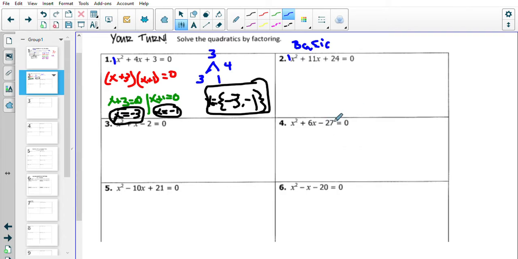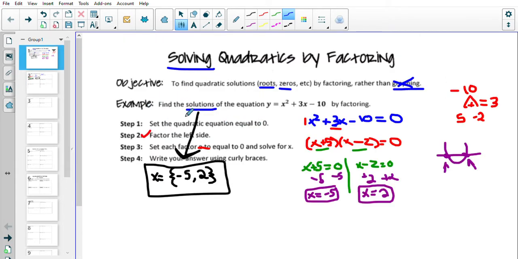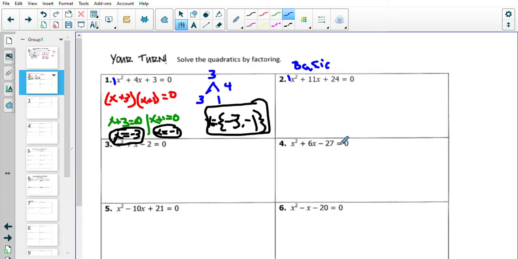Now number 4, this one's got a negative here, but it's set up correctly, right? If we look at our steps, step 1, set the quadratic equation equal to 0. Already done with that. Step 2, factor. And we already said it's a basic trinomial. So the 2 numbers that multiply to -27, but are going to add to a +6. Okay. Now, 27, we know that's 9 and 3, right? Or -9, +3, or -3, +9, right? That's the only way we're going to get 27 is with 3 and 9. So we know those are the 2 numbers we need.